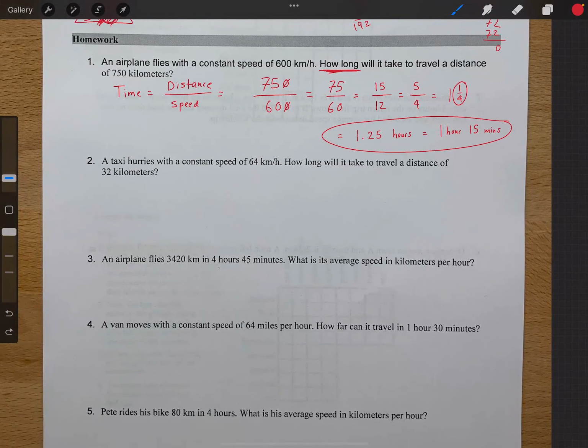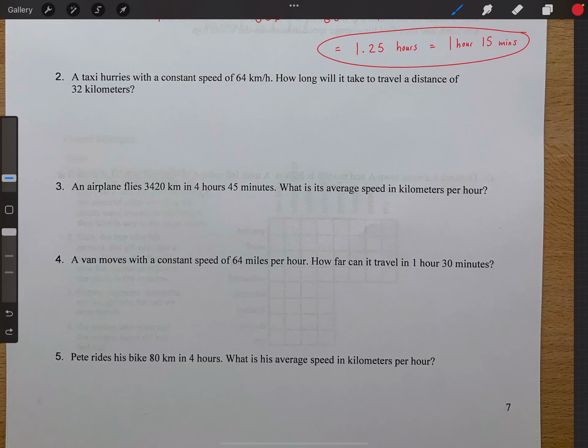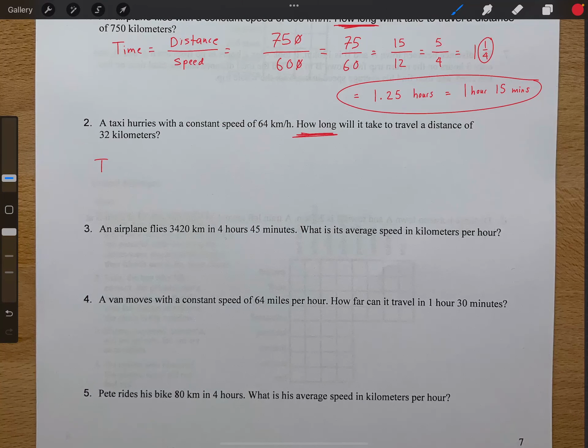Okay, next one. A taxi hurries with a constant speed of 64 kilometers an hour. How long will it take to travel a distance of 32 kilometers? So how long? Again, we're going to do time. So we need to do time is equal to distance divided by speed. What's the distance? The distance is 32 kilometers. So we're going to do 32. What is the speed? The speed is 64. So we divide it by 64.